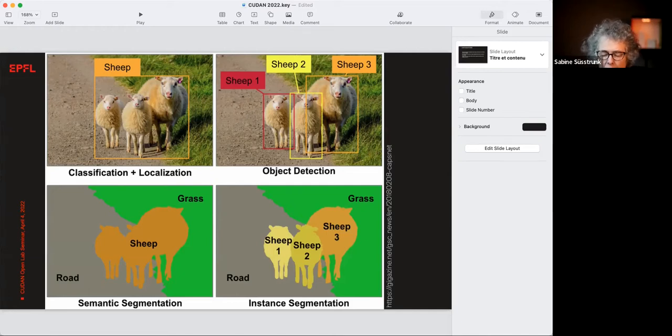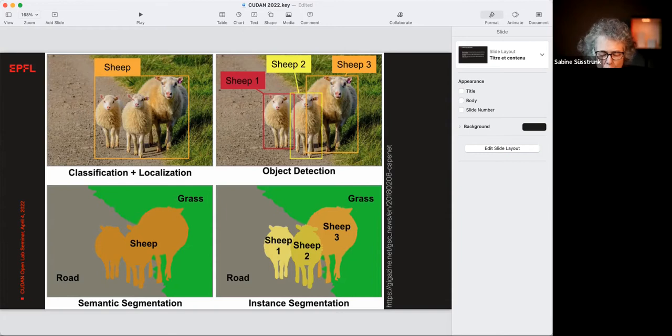And so here you would have, again, similar to object detection, you would actually detect each sheep as a separate instance of the terminology sheep. So, sorry, I made a mistake. Classification is just annotating the image with a label of sheep, and then localization is actually annotating where the sheep are within the image.